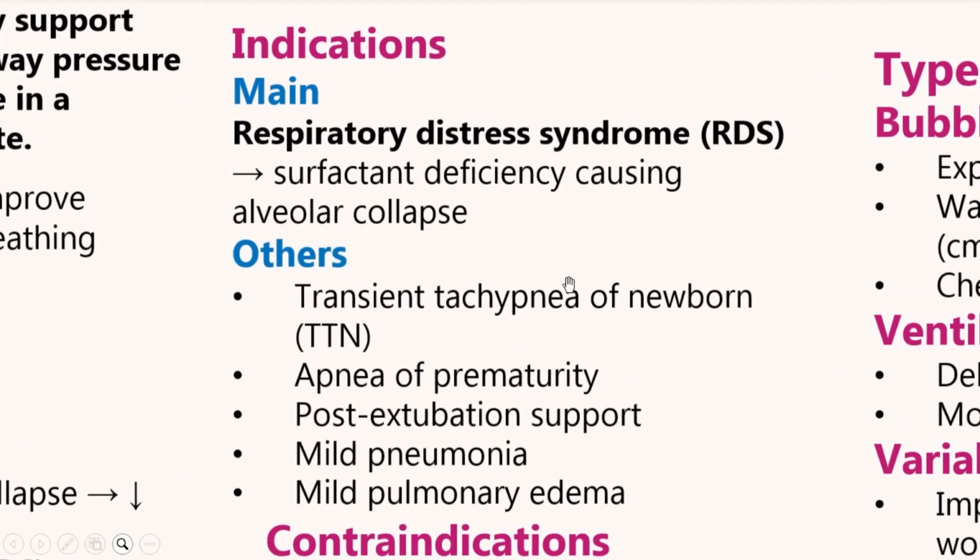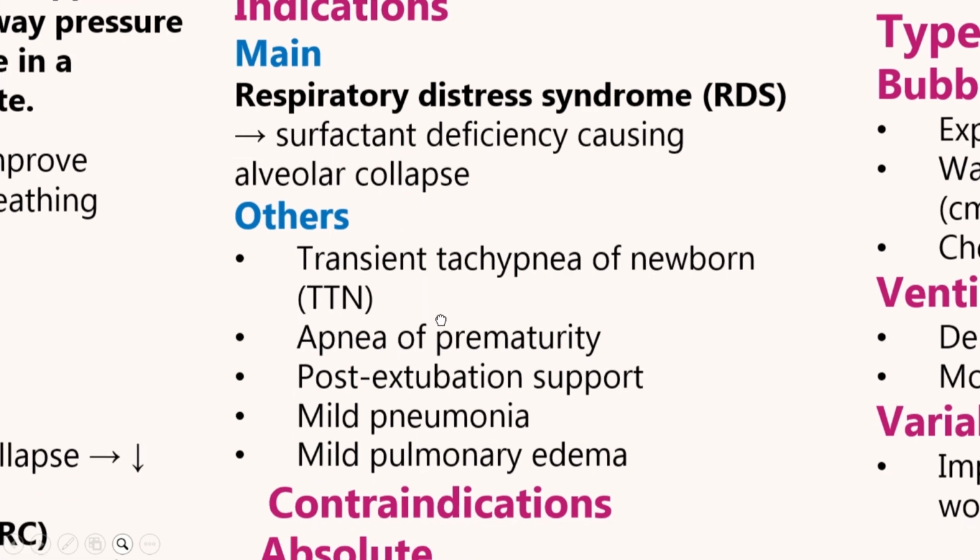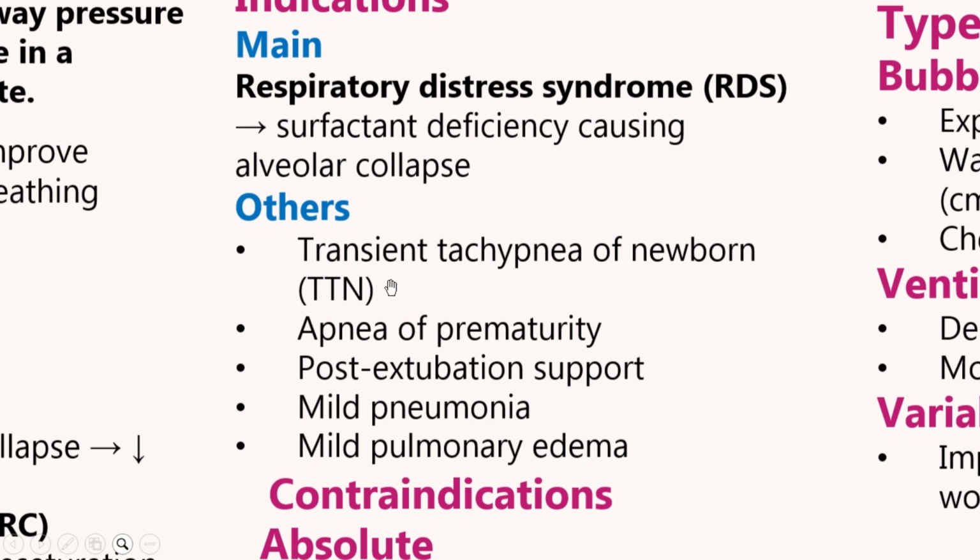The main indication is going to be respiratory distress syndrome, and that is due to a surfactant deficiency that causes the alveoli to collapse. But we have other diseases of the newborn or even the neonate that may require this, and this we have the transient tachypnea of the newborn. And this one is an interesting one because it occurs mostly in children who are born via C-section. And we shall make a video about it where I'll explain why.